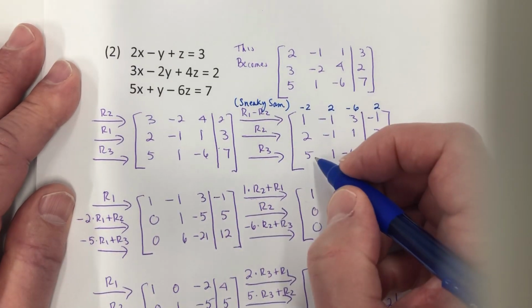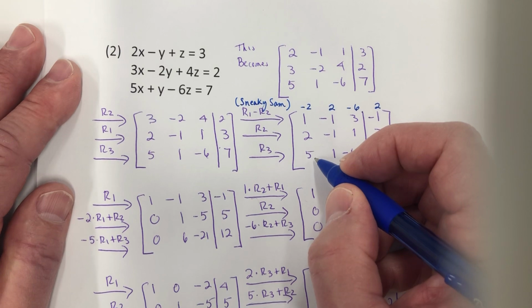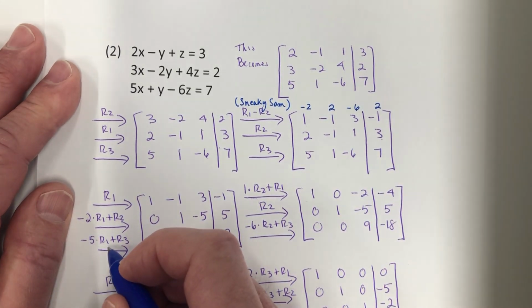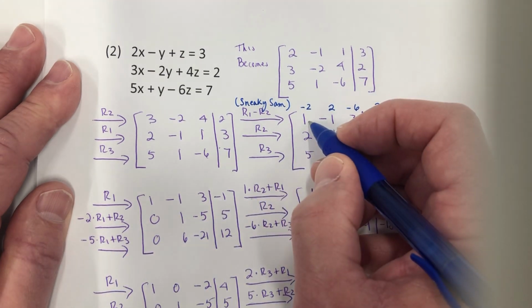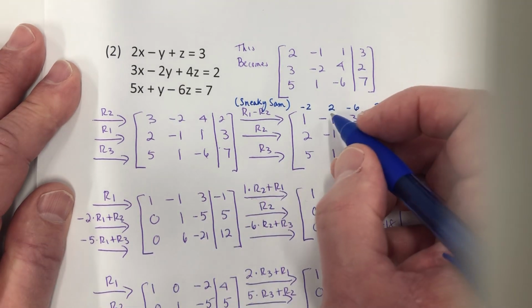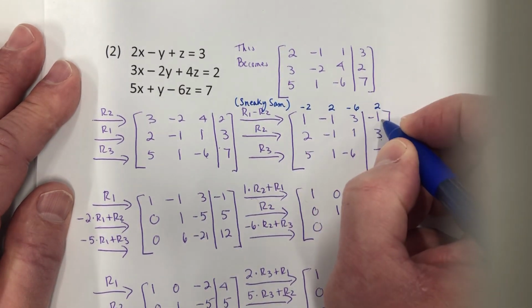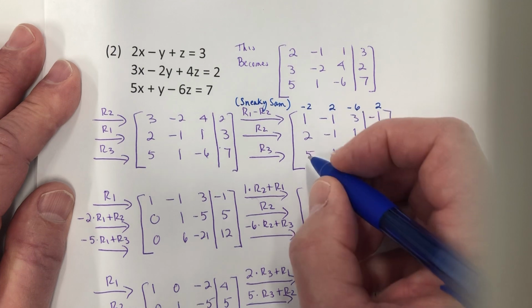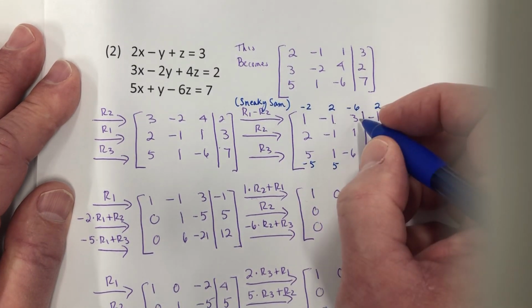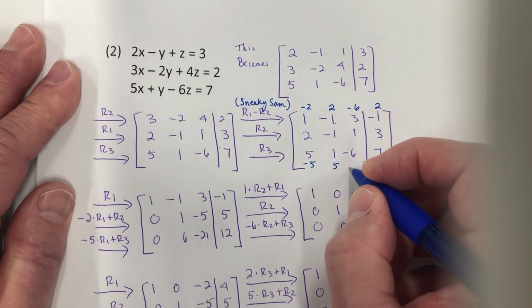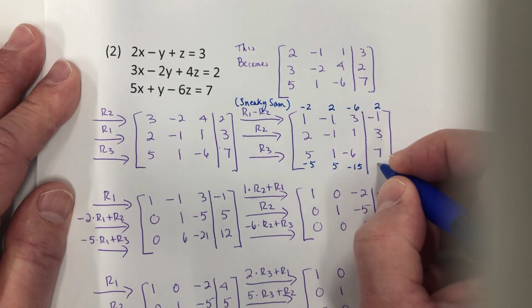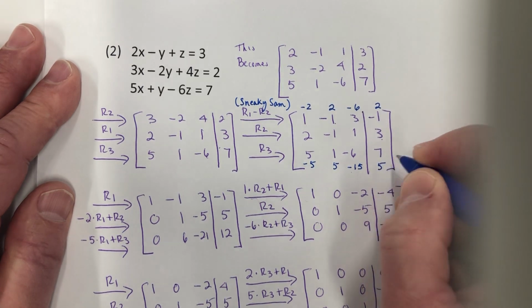How do we turn the 5 into a 0? Well, we take 5's opposite, which is negative 5. We're going to multiply that by row 1, which is the row where the 1 is located, and we're going to add the answer down to row 3. So here we go. Row 1 by negative 5. 1 times negative 5 is negative 5. Negative 1 times negative 5 is positive 5. 5 times negative 5 makes negative 15. Negative 1 times negative 5 makes positive 5.